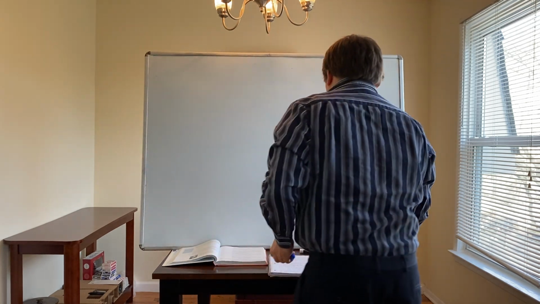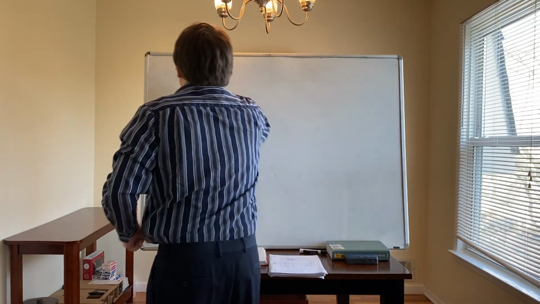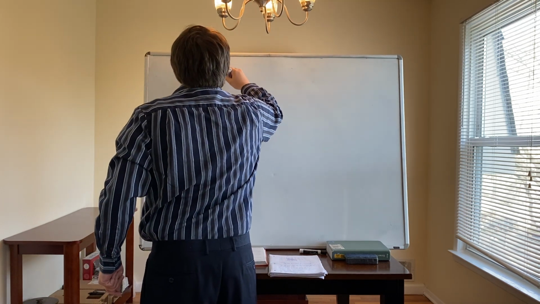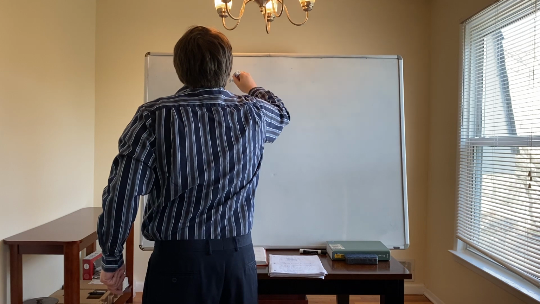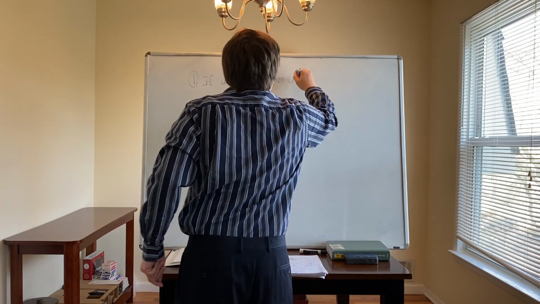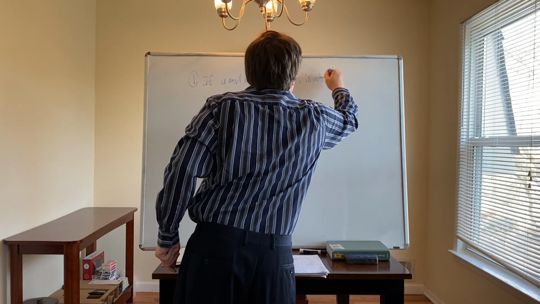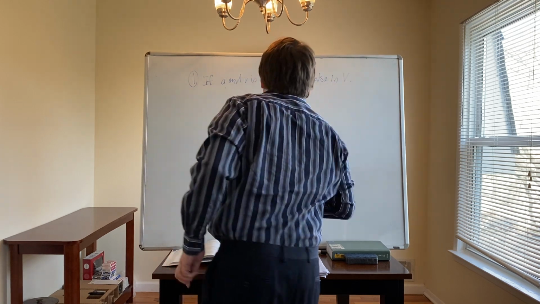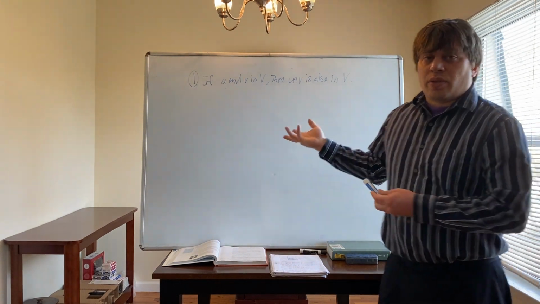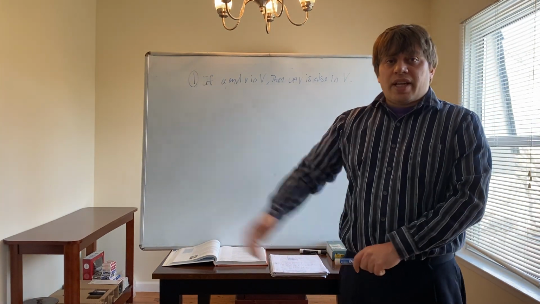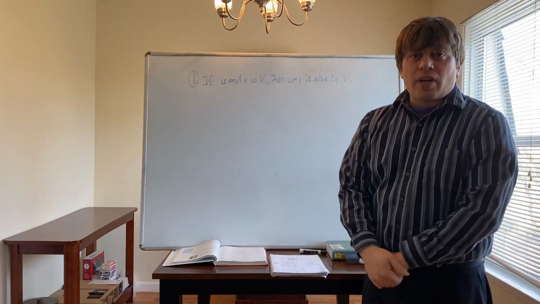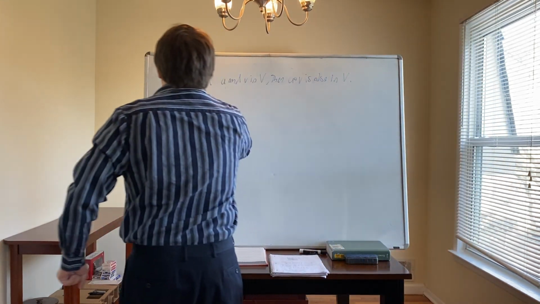Okay, so the 10 rules are: 1, if u and v are in the set capital V, then u plus v is also in the set capital V. This is called the closure rule: if you take two objects in V and you add them, you also get another object still in V. U plus v is still in V.